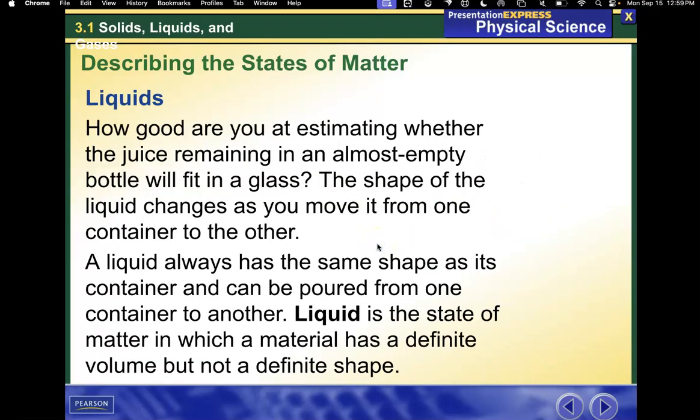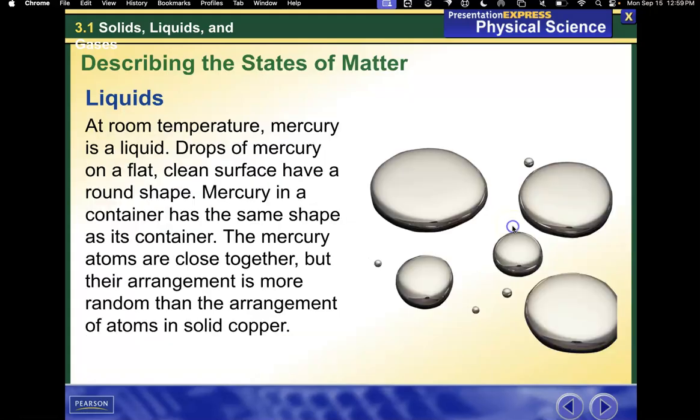Liquids. How good are you at estimating whether the juice remaining in an almost empty bottle will fit in a glass? The shape of the liquid changes as you move it from one container to the other. A liquid always has the same shape as its container and can be poured from one container to another. Liquid is the state of matter in which a material has a definite volume, but not a definite shape. So the volume never changes, but it takes the shape of its container.